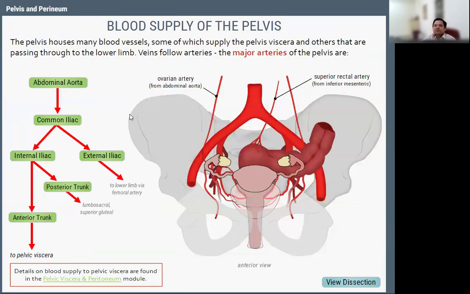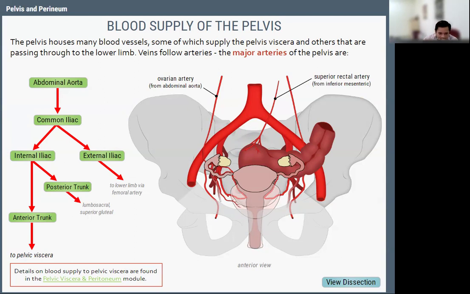And the last part of this is blood supply. The blood supply is coming from the abdominal aorta through the common iliac, which will divide into internal iliac and external iliac. Then the internal iliac will divide into anterior trunk and posterior trunk. Anterior trunk will go to the pelvic viscera. Posterior trunk will go to the lumbosacral and superior gluteal muscles. External iliac goes toward the lower limb.